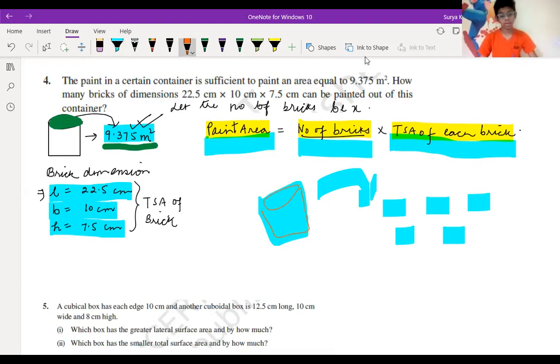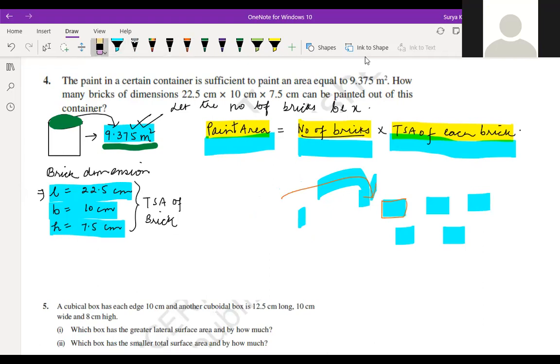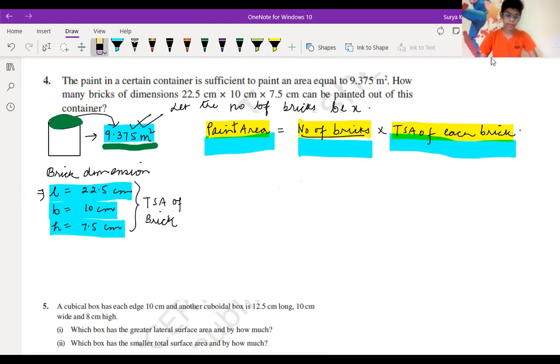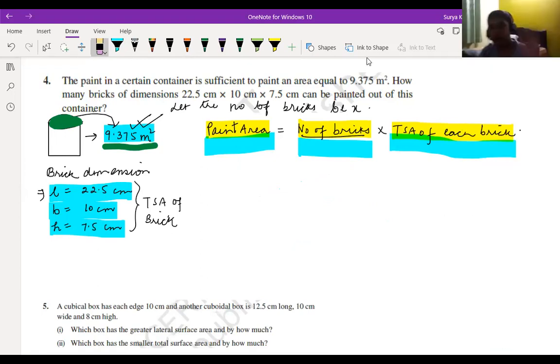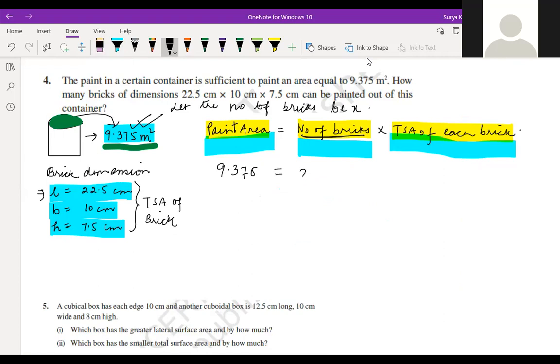See, the complete whole paint is sufficient to paint how many bricks? So we don't know the number of bricks. So one brick's area multiplied by the number of bricks. Is it clear or not? Clear, sir. Sai Ritvik, it's clear? Yes, sir. So paint area here we can write it as Pulastya. It's clear, no? Is it clear what we are doing over here?